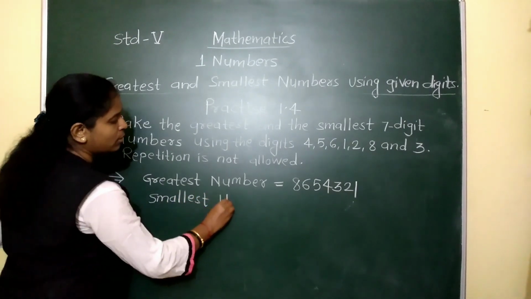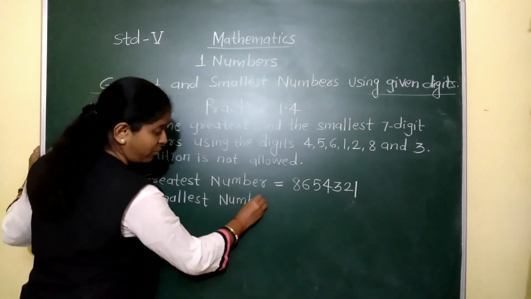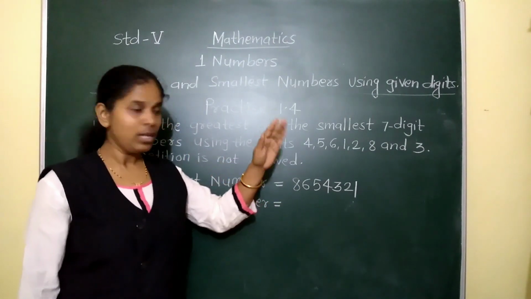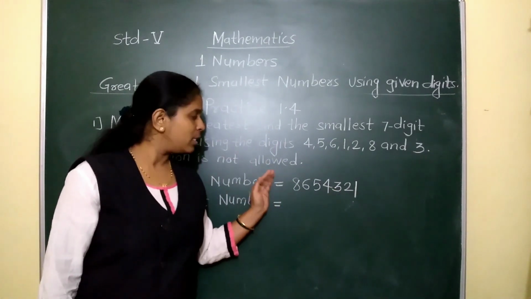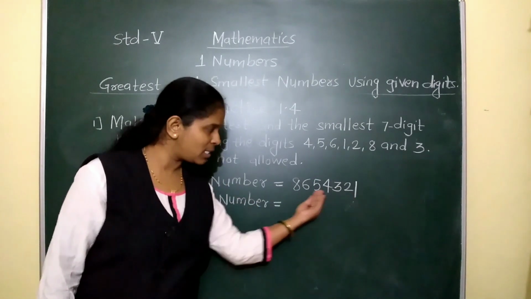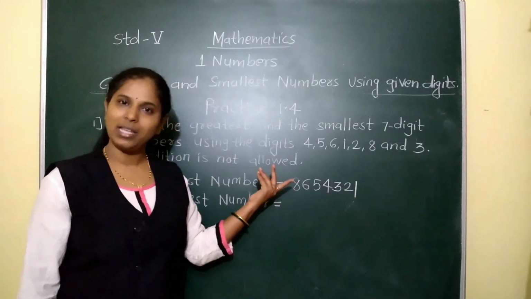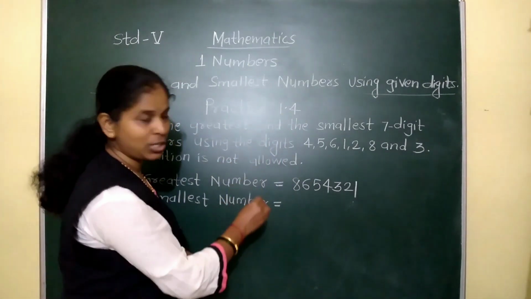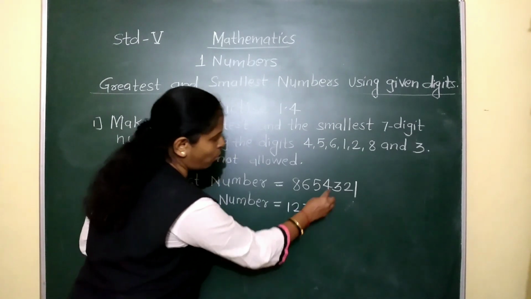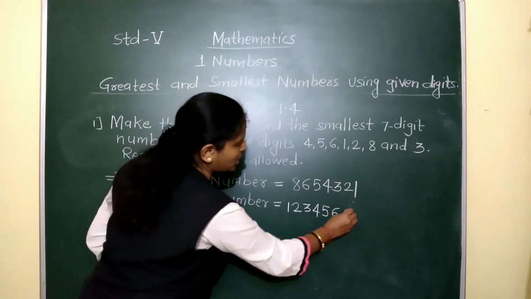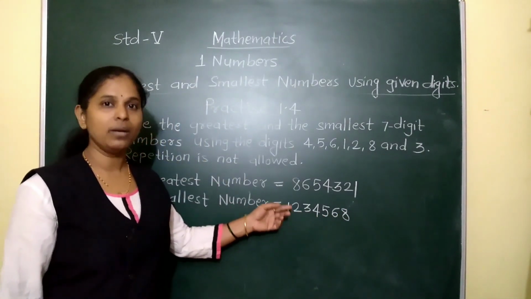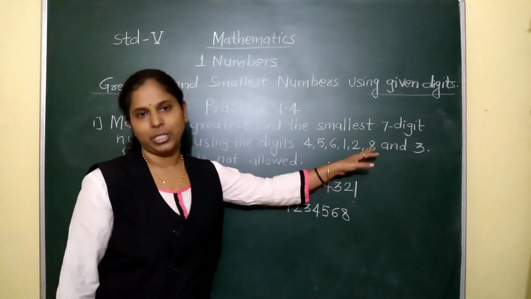So for making the smallest number, we have to arrange the digits in which order? Ascending order. Now see, just the reverse of it. This is descending order, and when we write the digits from this side, it will become the ascending order. Now see, which is the smallest digit? 1, then 2, then 3, then 4, then 5, then 6, and then 8. So this is the smallest 7-digit number we made by using these digits. Followed?